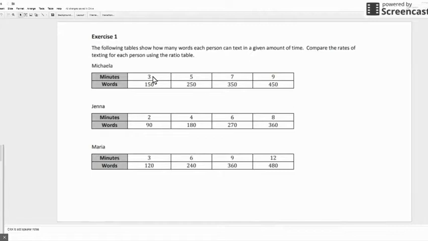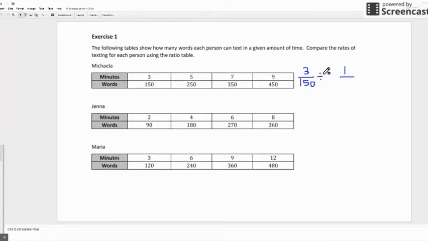So if we look at this, Michaela in 3 minutes can text 150 times. Jenna in 2 minutes can text 90 times, and Maria in 3 minutes can text 120 times. Well, if we simplify these minutes down to 1, then we can all compare. So let's do that for each person. If I took Michaela's 3 to 150 and simplified it down, we figure out how many words she can text in 1 minute, and that would help.